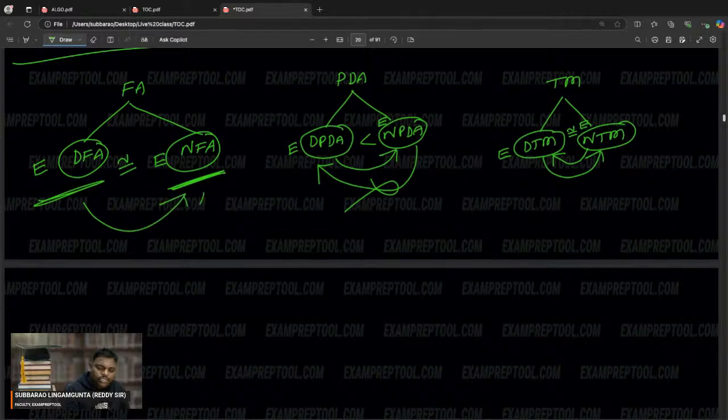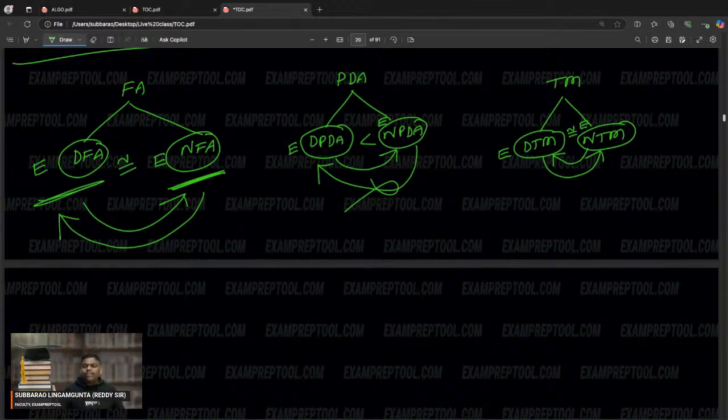So here both directions possible. NFA there means DFA there. DFA there means NFA there. DTM possible means NTM possible. NTM possible means DTM possible. For every DPDA, NPDA possible. For every NPDA, DPDA not possible. So try to understand this point also.